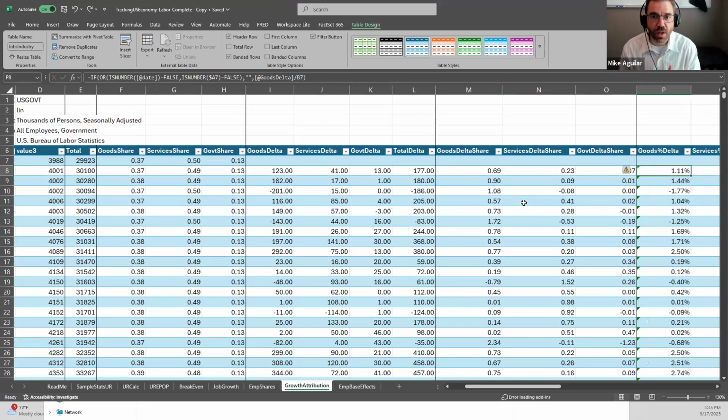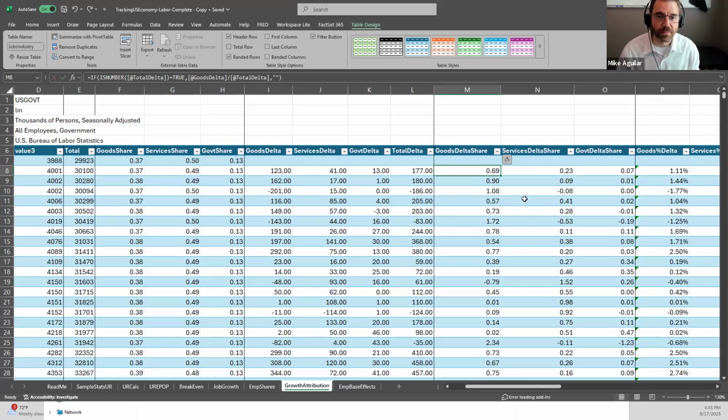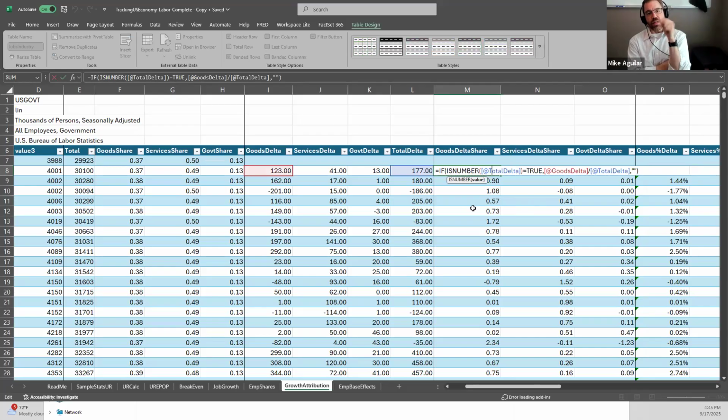First thing I want to see is what is the share of that delta for each of those pieces. So we know that goods grew by 123,000 jobs, and we know the total grew by 177,000 jobs. So 123 divided by 177 is 69% of the total growth came from goods. All right, of that total, 69% was that share. That's not a contribution, that's just the share of the growth.